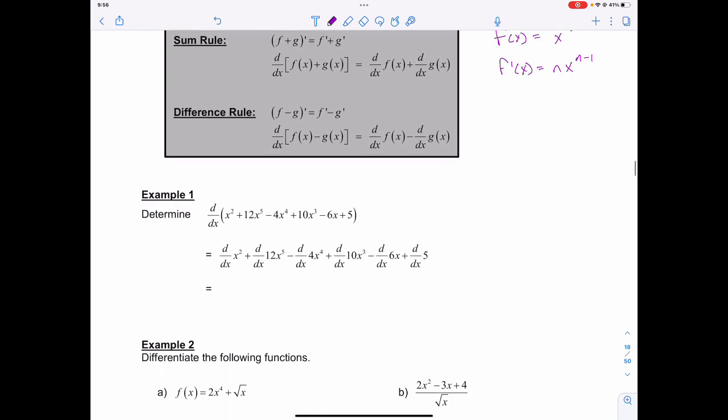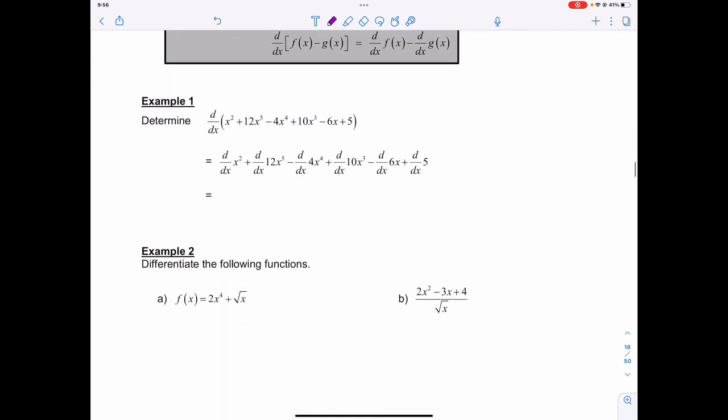Now, let's try and apply that. If I'm taking the derivative of x squared plus 12x to the 5 minus 4x to the 4 plus 10x to the 3 minus 6x plus 5, then I should be able to take the derivative of all of these terms individually and combine them. As we see here, the derivative of x squared, the derivative of 12x to the 5, the derivative of 4x to the 4, of 10x cubed, of 6x, and finally of 5.